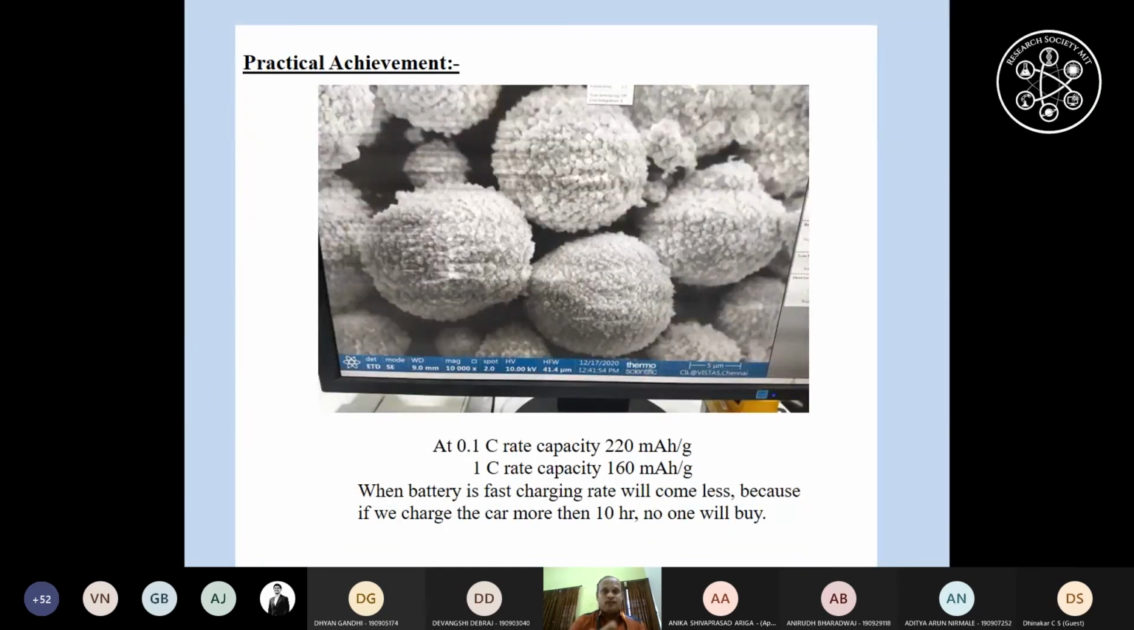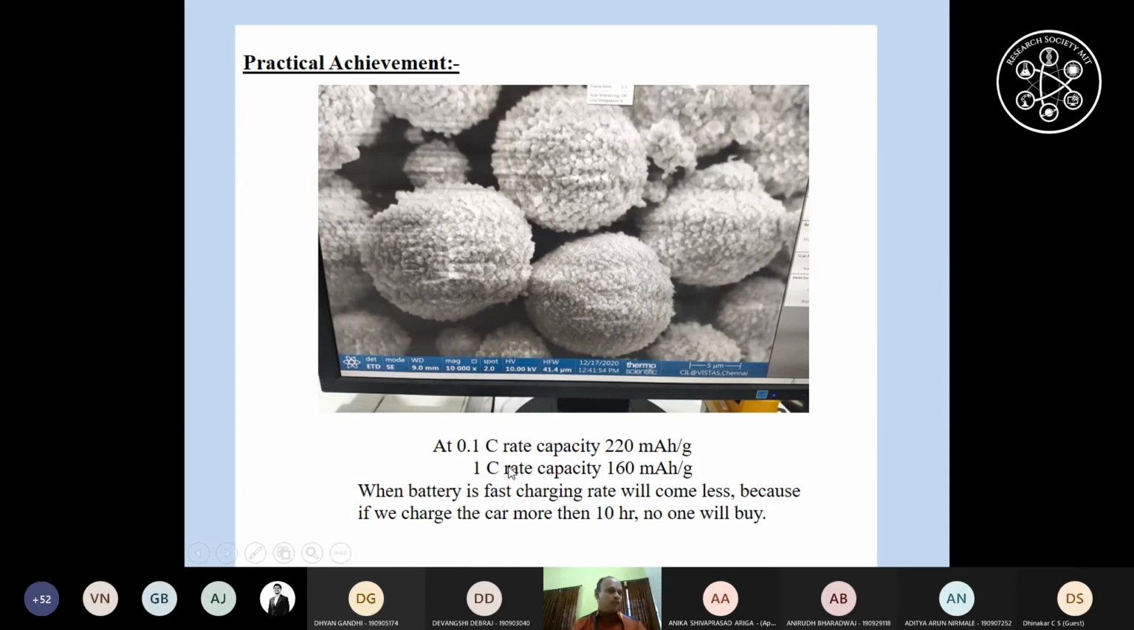Once you synthesize this kind of morphology, if you look at it under a scanning electron microscope or a field emission scanning electron microscope, you achieve some 50 to 60 percent. And at a 0.1 C rate, the capacity will show 220 milliampere hour per gram, whereas when you are charging at 1 C rate, it is 160 milliampere hour per gram.